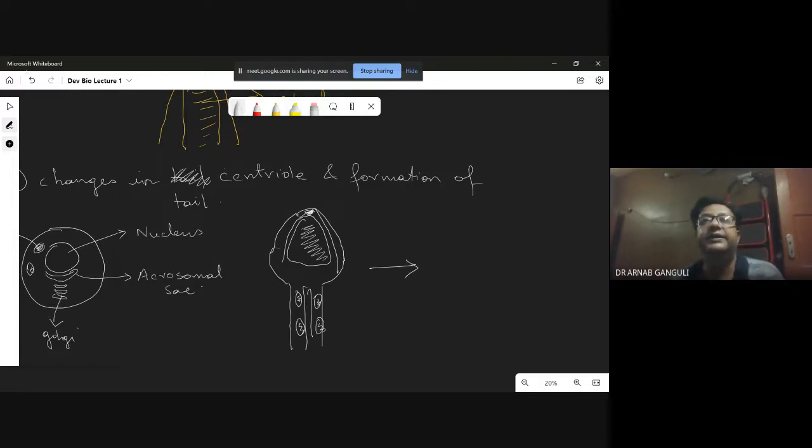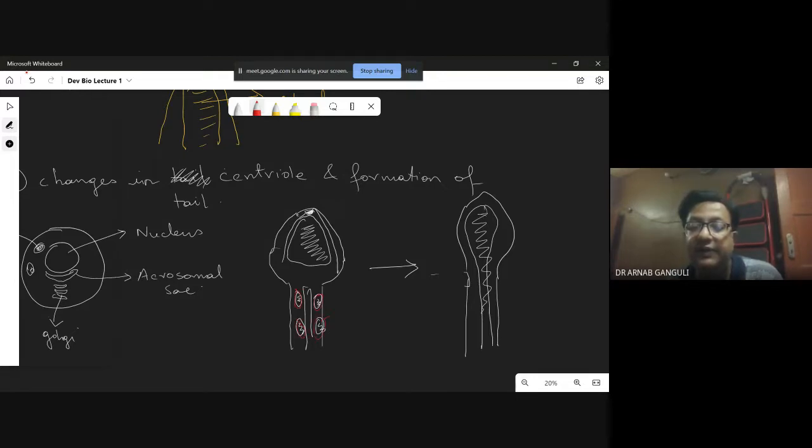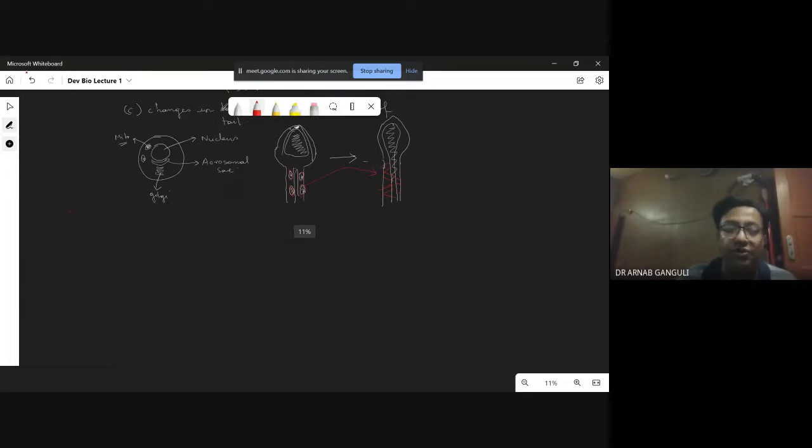And finally, the axial filament will go from the nucleus downwards. And finally, in the tail piece, you will find these mitochondria. They will organize themselves into a spiral type. This is the formation of sperm. As you know, this process is under the control of the hormone testosterone.